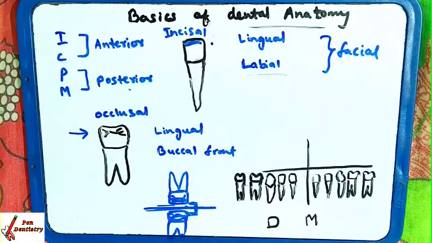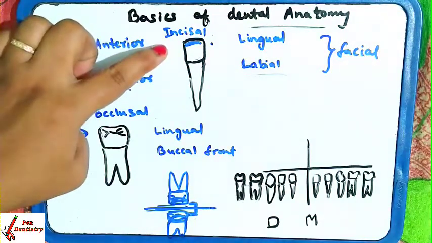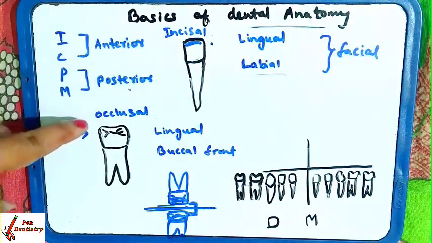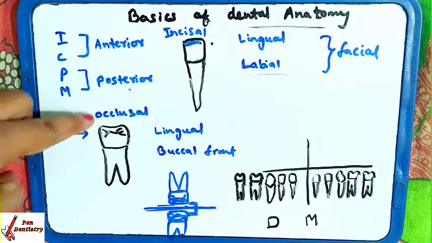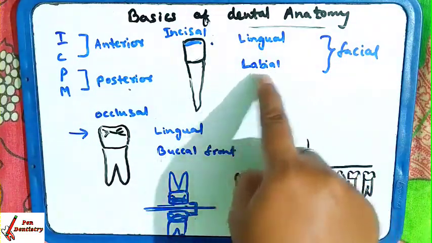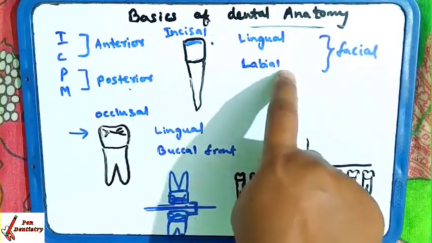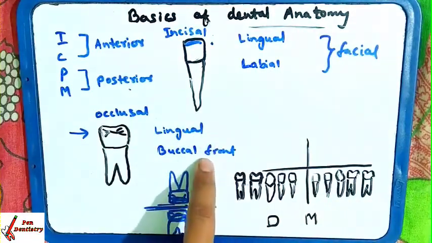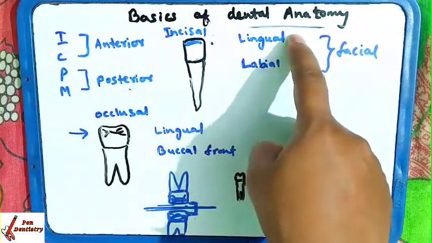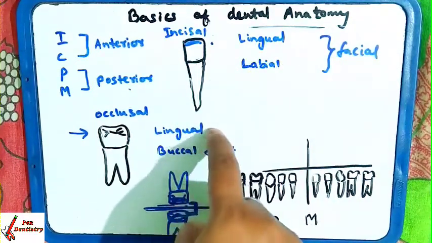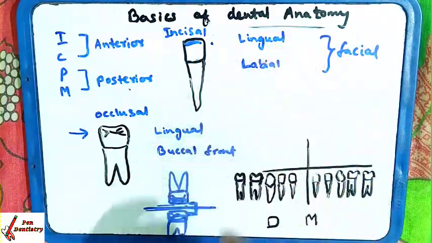The name changes as we go from the anterior to the posterior. In the anterior, there is an incisal surface, and the same surface has the name occlusal in the posterior. The front surface, which is named labial, becomes buccal, and the lingual remains lingual here.